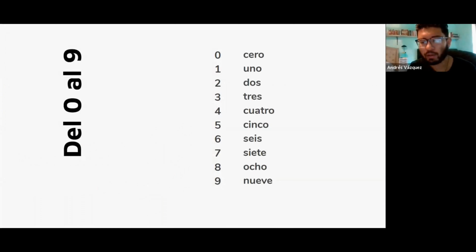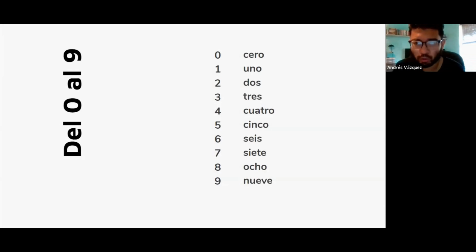So this first 9 digits, first 10 digits, might be some of the most important because, as we will see later, they are going to be used again for other numbers, no? So we have 0, 1, 2, 3, 4, 5, 6, 7, 8, 9.